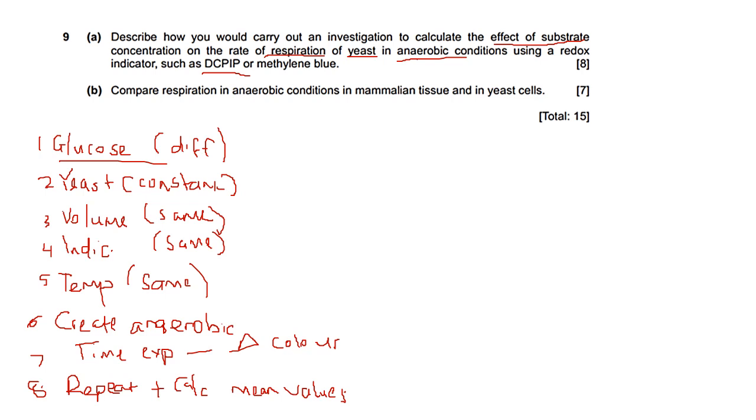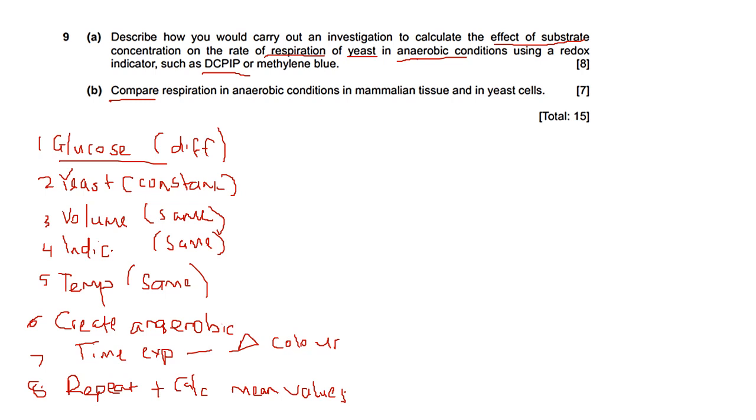That's it. Then in the second question, it says compare respiration in anaerobic conditions in mammalian tissue and in yeast cells. So first things first, it says compare. Whenever they say compare, they're asking you to show both the similarities and the differences. That's what compare means. They're not saying differentiate. Differentiate means show the differences. Compare means what are the similarities and what are the differences.